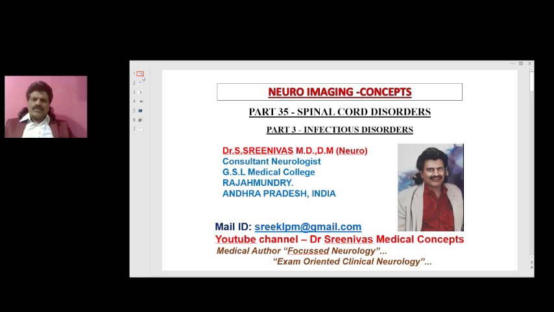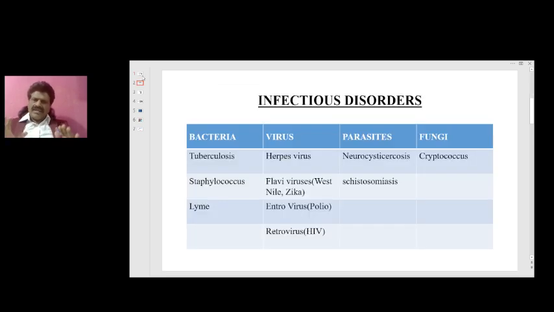We are continuing with the neuroimaging concepts and spinal cord disorders. Today we'll talk about the infectious disorders of the spinal cord. Neuroimaging concepts, part 35, spinal cord disorders, part 3, infectious disorders. The various infectious disorders of the spinal cord can be divided into 4 categories: 1. Bacteria, 2. Virus, 3. Parasites, 4. Fungi. Amongst the bacteria, tuberculosis is very common, staphylococcus and Lyme disease.